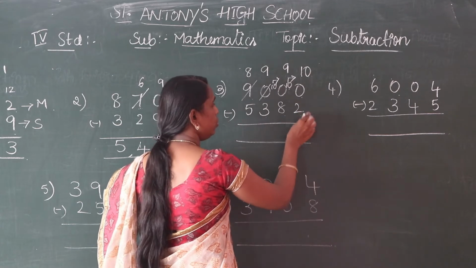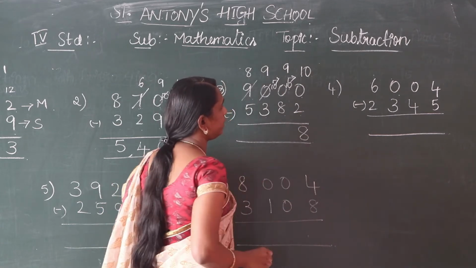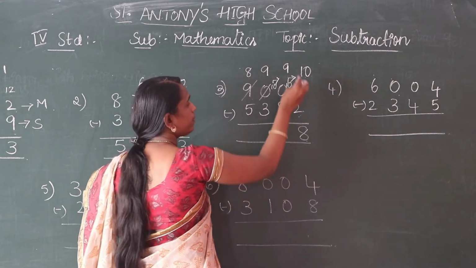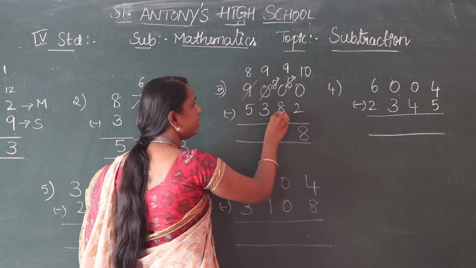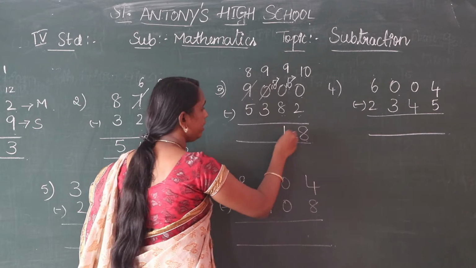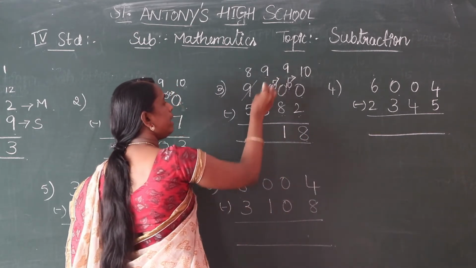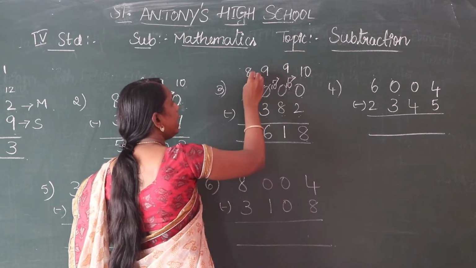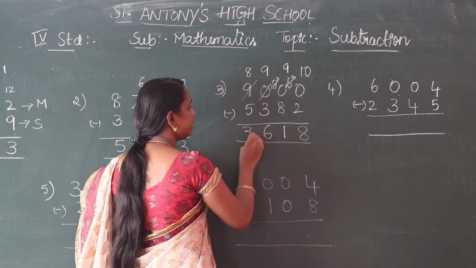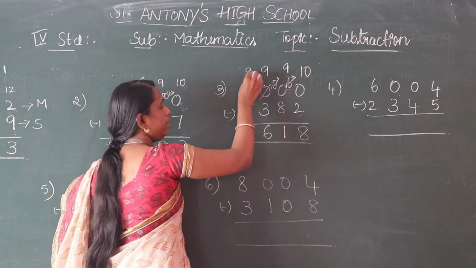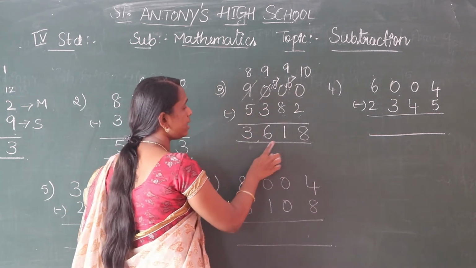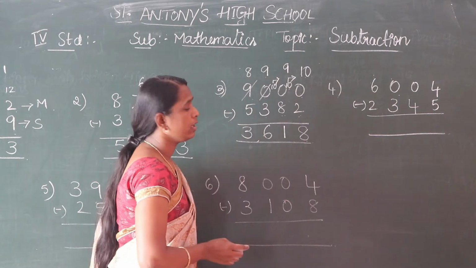10 minus 2, how much? 8. 10 minus 2, 8. 9 minus 8, how much? 1. 9 minus 3, 6. 8 minus 5, 3. Answer is 3618.